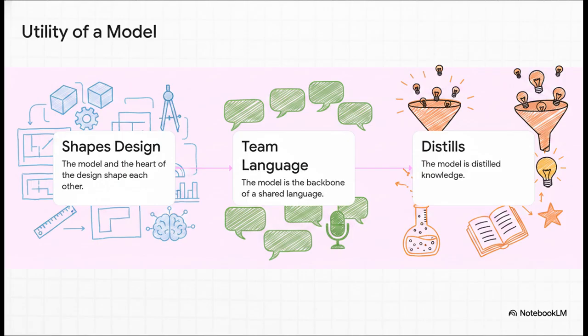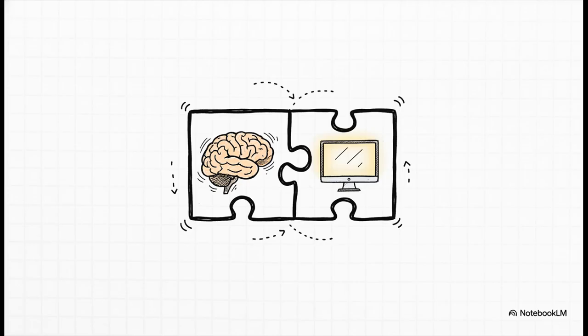Let's dive into each of these. First up, the model and the heart of the design shape each other. There absolutely has to be an intimate, binding link between your conceptual model and the actual running code. If your model is just some theoretical whiteboard exercise that doesn't actually map to your implementation, well, it's pretty much useless. And frankly, the correctness of your software is immediately going to be suspect.